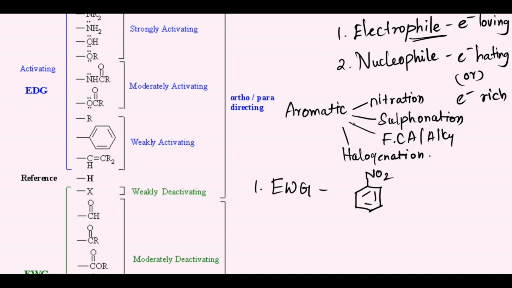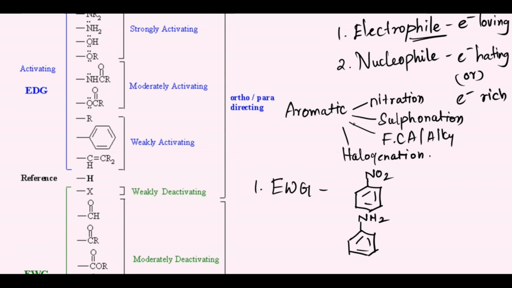For example, like this. If a substitution is already present over there, what do I have to do? Which position do I have to put the electrophile? Right? So, ma'am, you're saying substitution. You can remove the NO2 and put the electrophile. No, you can't do like that.